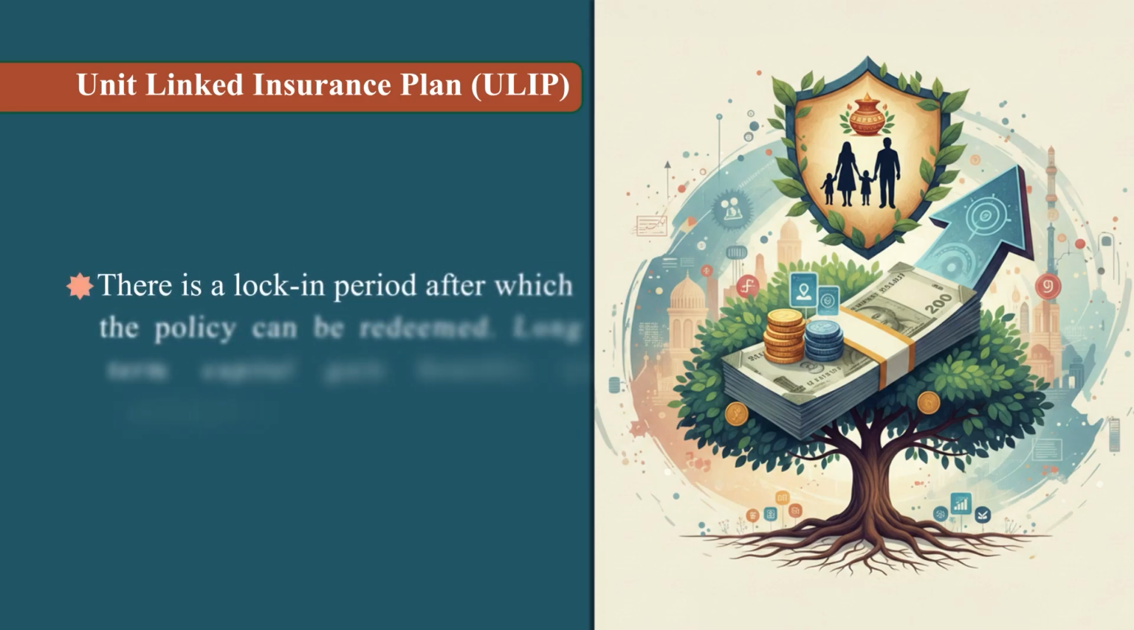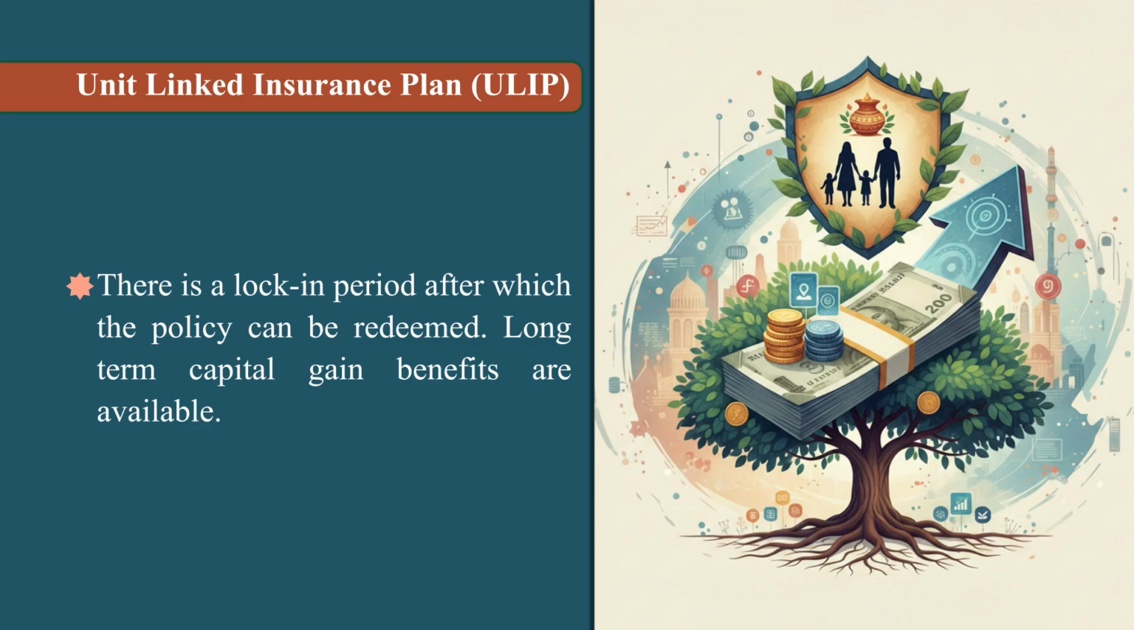In ULIP, there is always a lock-in period, after which the policy can be redeemed. Now, these lock-in periods generally are anything between 5 or 6 years, sometimes more. A person investing in ULIP has to take note of the period for which he or she will have to compulsorily pay the premium for the ULIP and when the returns will accrue. They have to match the long term financial goals of the family concerned. These ULIP policies also have long term capital gain benefits.